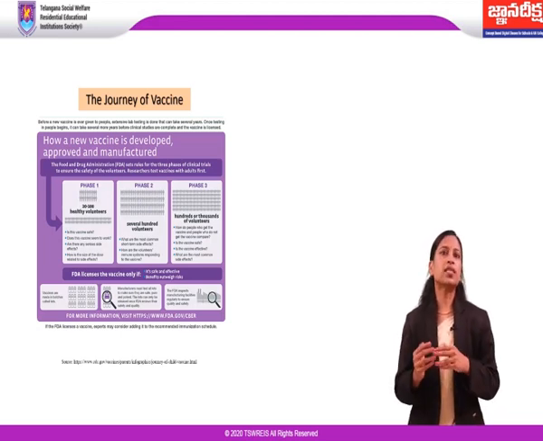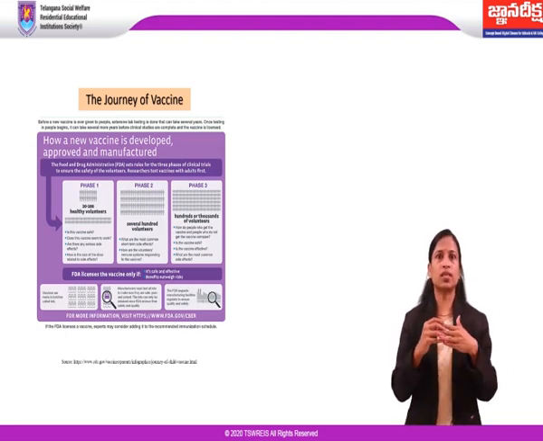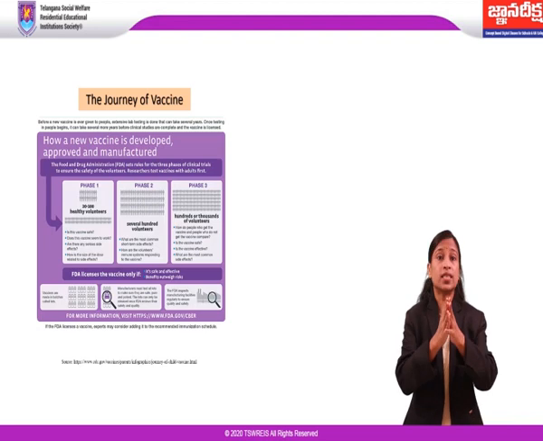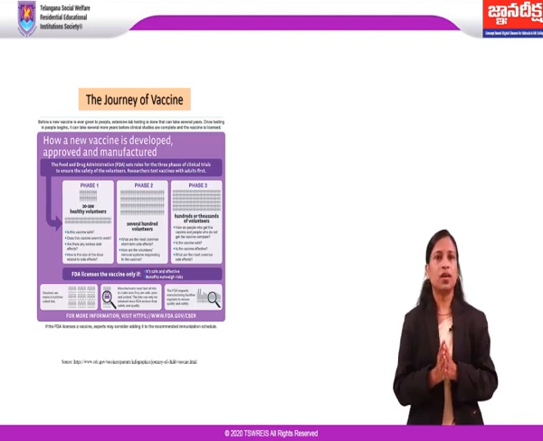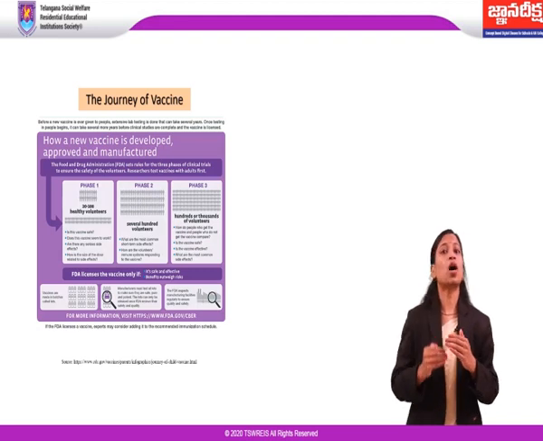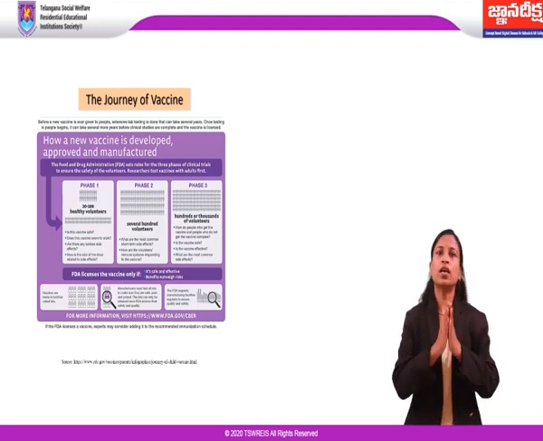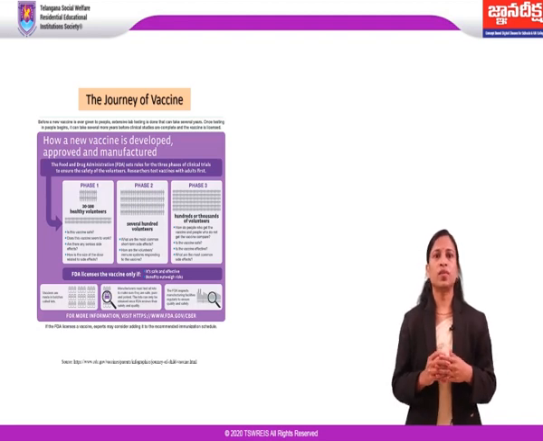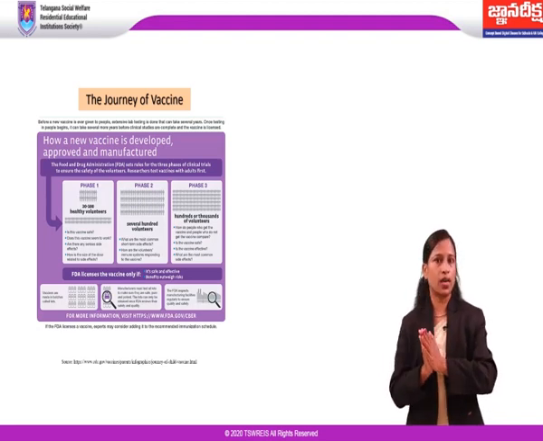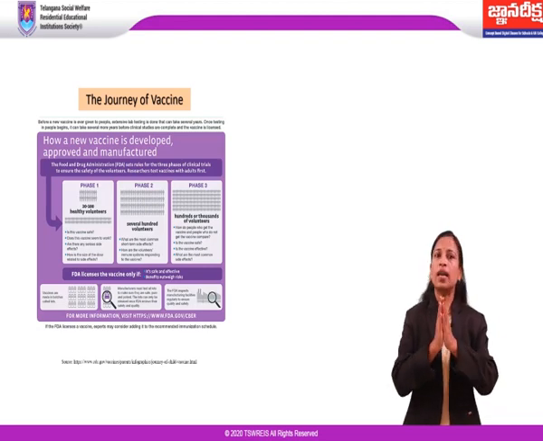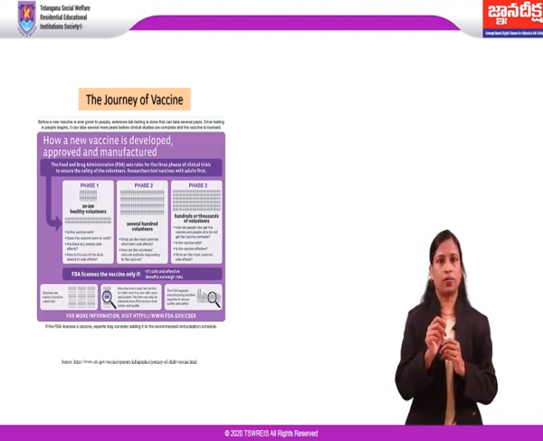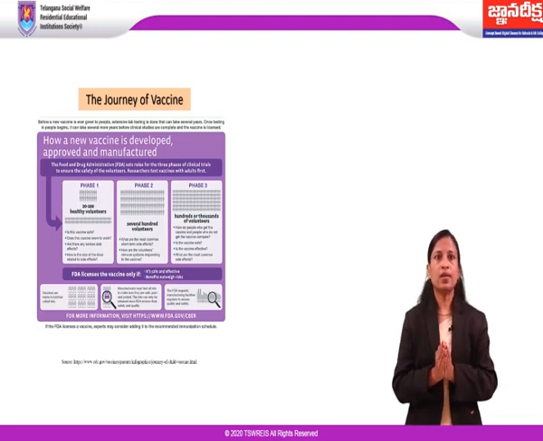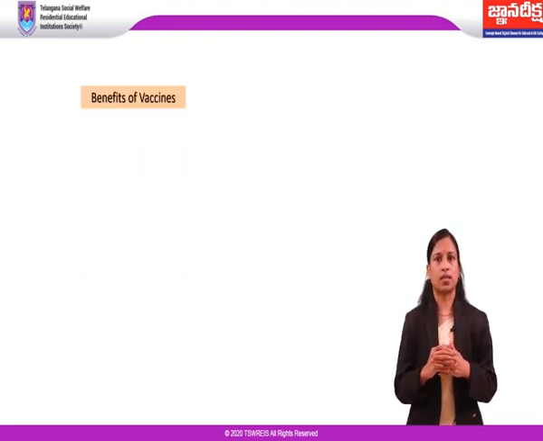In Phase 2, the vaccine is then tested on several hundred people and the immune response is studied in more detail about its immunogenicity and safety. In Phase 3, the vaccine is tested in thousands of people to see the efficacy, immunogenicity and safety. The Central Drugs Standard Control Organization (CDSCO) licenses a vaccine only if it is safe and effective. Also, benefits outweigh risks. Now, let's move on to the benefits of vaccines.